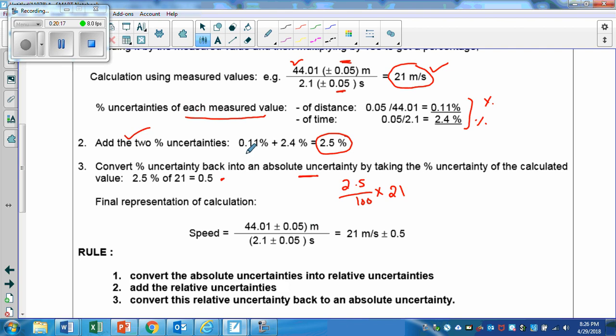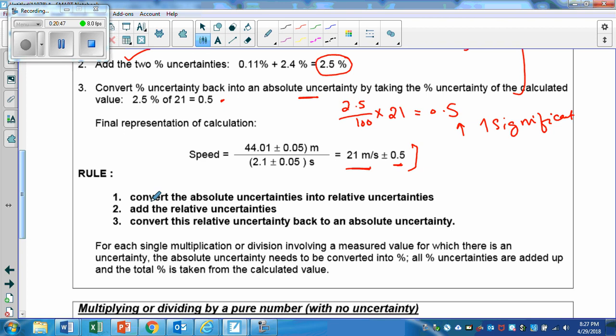But after doing all this math, after going through this whole procedure, with 21 meter per second, my uncertainty is going to be 0.5 because I converted my 2.5% back into absolute uncertainty, which was 0.5. This is how I will say plus minus 0.5, because I always have to report it by one significant figure, by one significant digit.